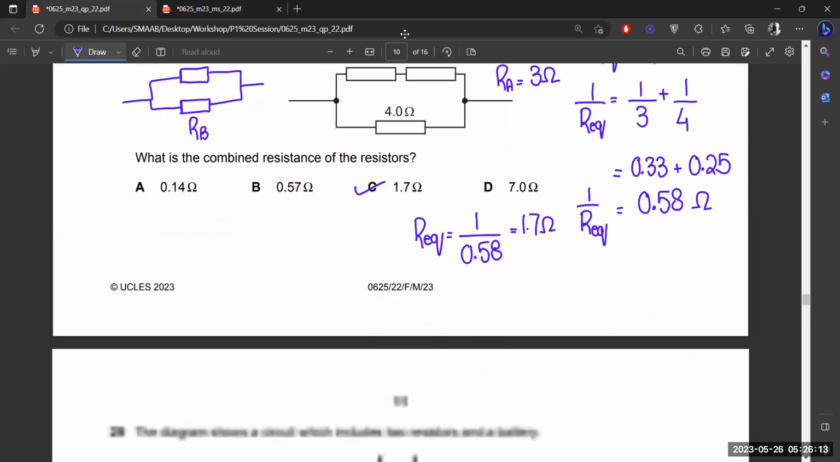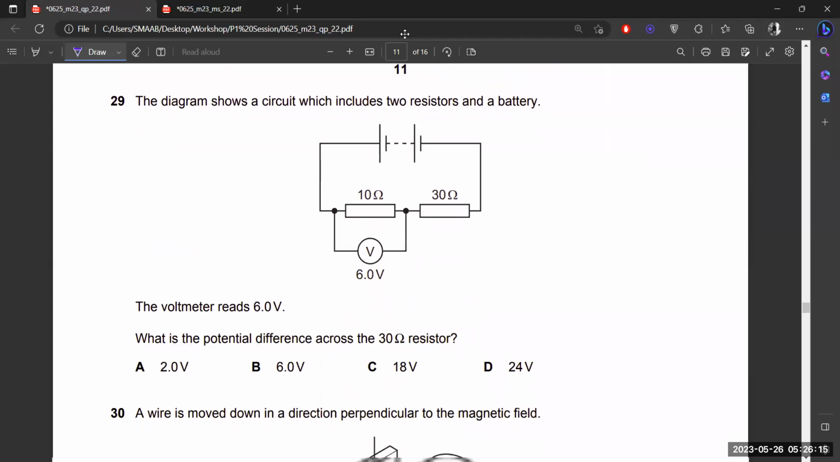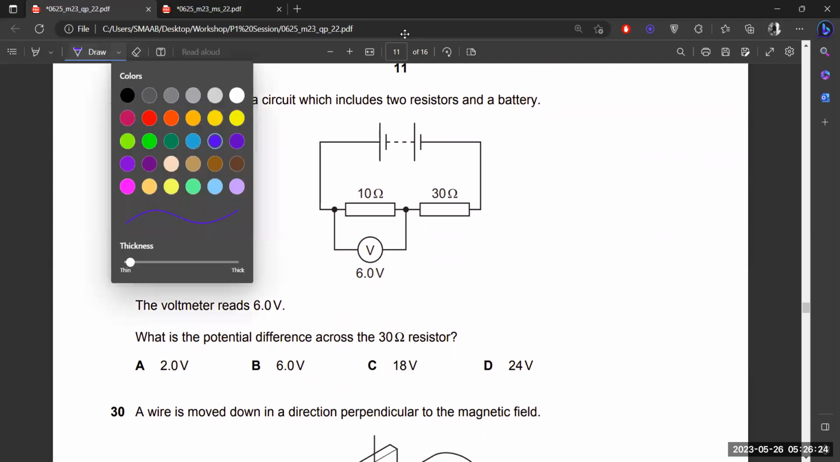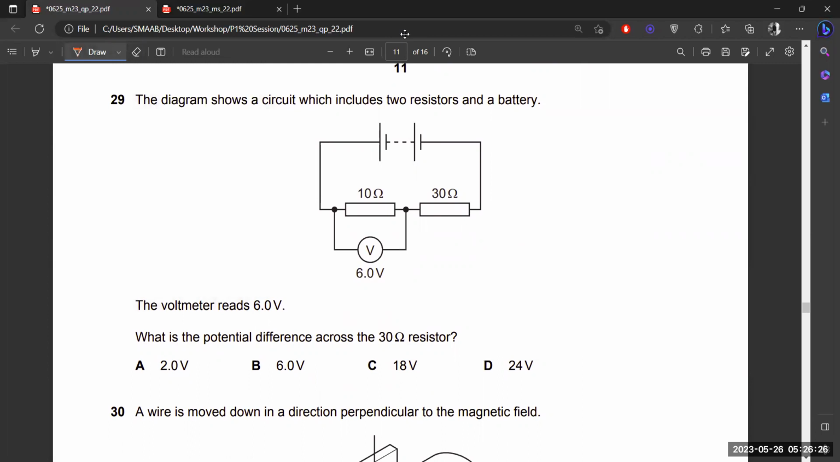Okay, 12 questions are remaining. The diagram shows a circuit which includes two resistors and a battery. Most important thing, the combination of the circuit. Two resistors are in series combination, and this type of question is also included in the specimen. In series combination, current remains the same. Voltage will divide according to the resistance.